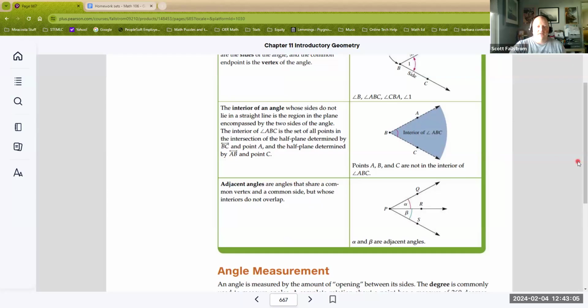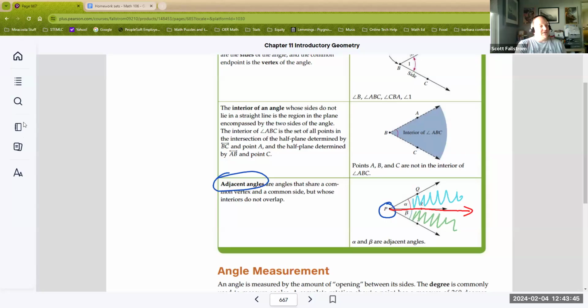Okay. And lastly, adjacent angles. Here's the idea. They share a common vertex. And they have to share a common side. And there's an extra piece here. This is the common side. The interior of your angles cannot overlap. So the interior of angle alpha is everything up here. The interior of angle beta is everything down here. Those do not overlap.